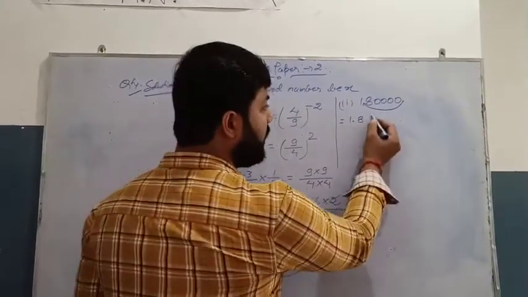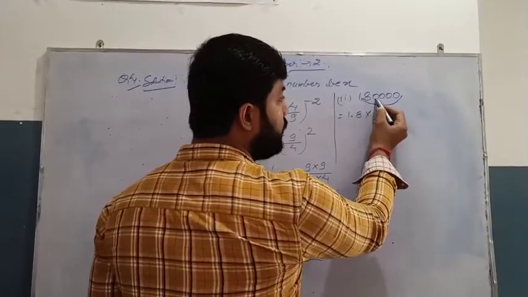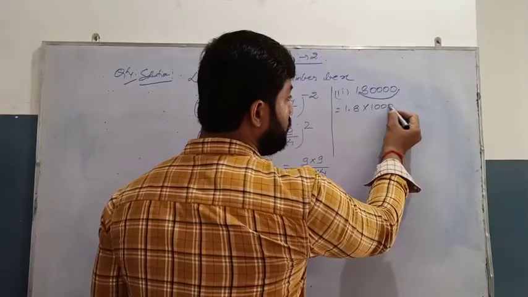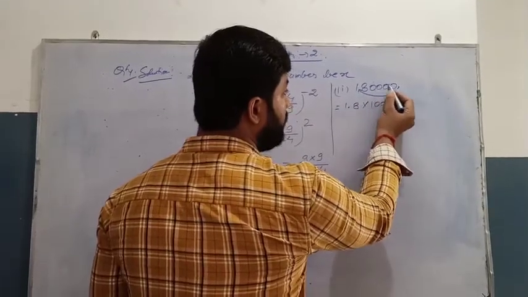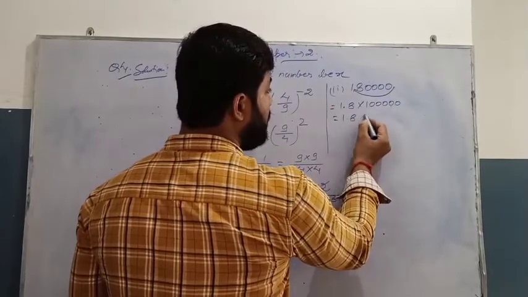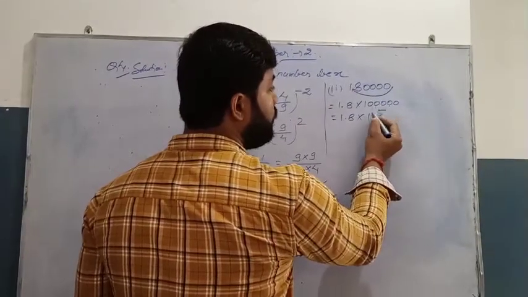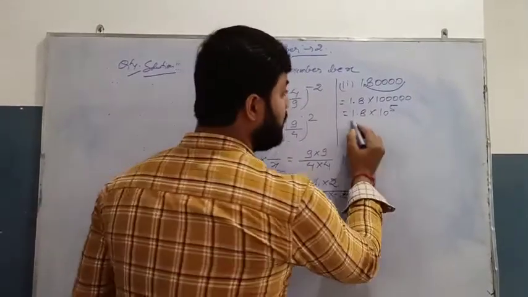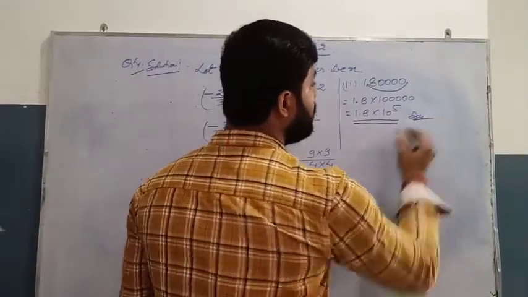So 1 decimal 8 into, how many zeros are removed? 1, 2, 3, 4, 5. Now 1 decimal 8 into 10 to the power 5, because 5 zeros are there. That is in standard form. That will be your answer.